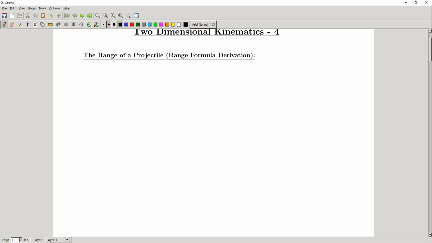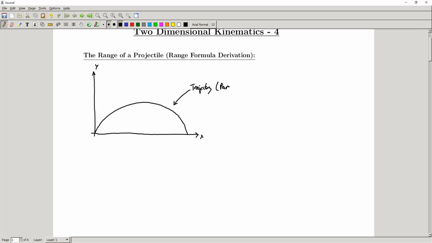So I'm going to set up our x and y coordinates here. So this will be x, this will be y. And we can imagine that some projectile is launched from our origin, and it follows a path something like this, right? So this path is going to be its trajectory, and this is going to be a parabolic path.